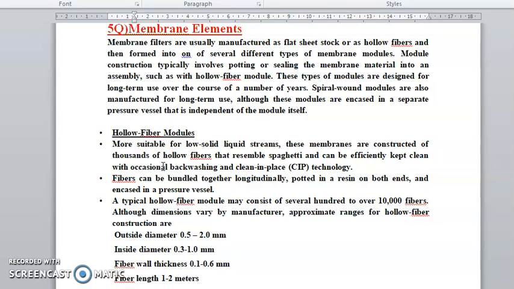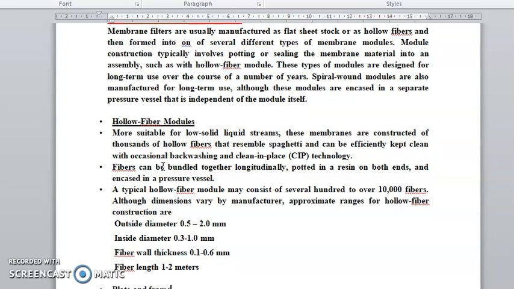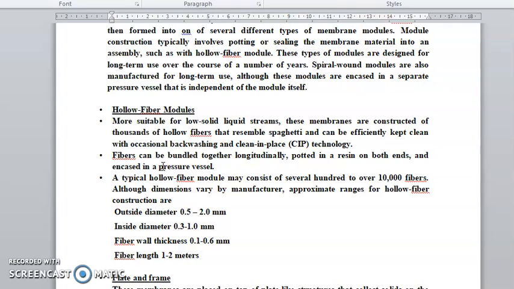The typical hollow fiber module may consist of several hundred to over 10,000 fibers. All the dimensions vary by manufacturer. Approximate dimensions of hollow fiber construction are: outside diameter 0.5 to 2 mm, inside diameter 0.3 to 1 mm, fiber wall thickness 0.1 to 0.6 mm, and fiber length 1 to 2 meters.